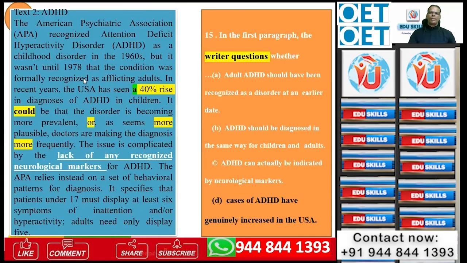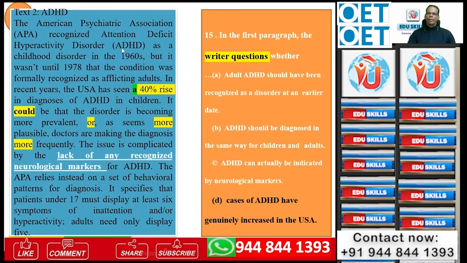They say it was recognized. It is a factual statement. So it is not giving an opinion. So they are testing whether you can understand the difference between fact and opinion language. So here, option A says, adult ADHD should have been recognized as a disorder at an earlier date. But here they say it wasn't until 1978 that the condition was formally recognized as afflicting adults. So this doesn't go there. Means they already made a factual statement. By 1978, the condition was formally recognized. So that is eliminated. ADHD should be diagnosed in the same way for children and adults.